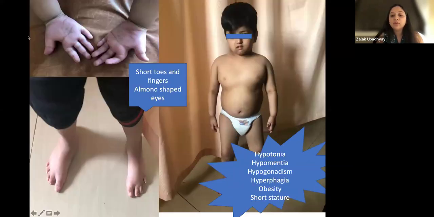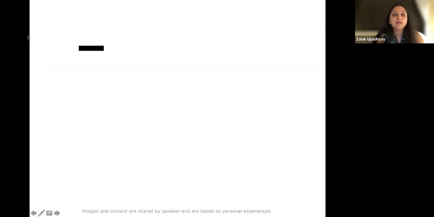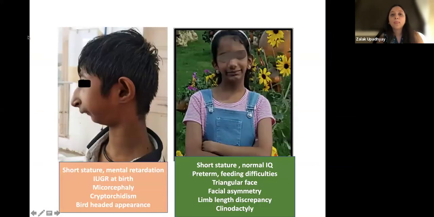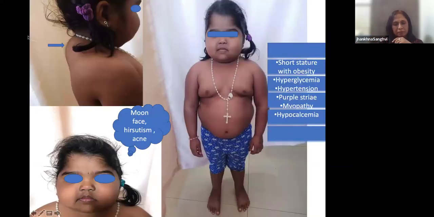This is Prader-Willi syndrome. Remember, any child with unexplained hypotonia after birth, no asphyxia, no syndrome, and you cannot explain why the child has hypotonia since birth, failure to thrive, not taking breast milk, you have to rule out Prader-Willi syndrome.